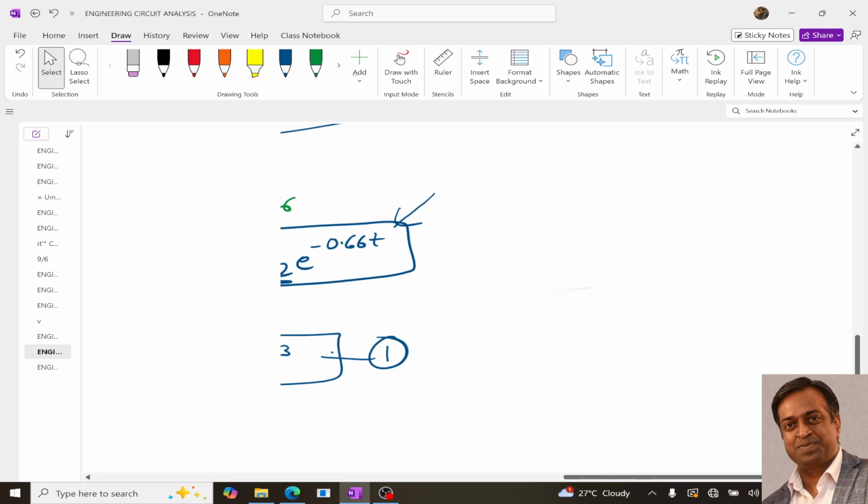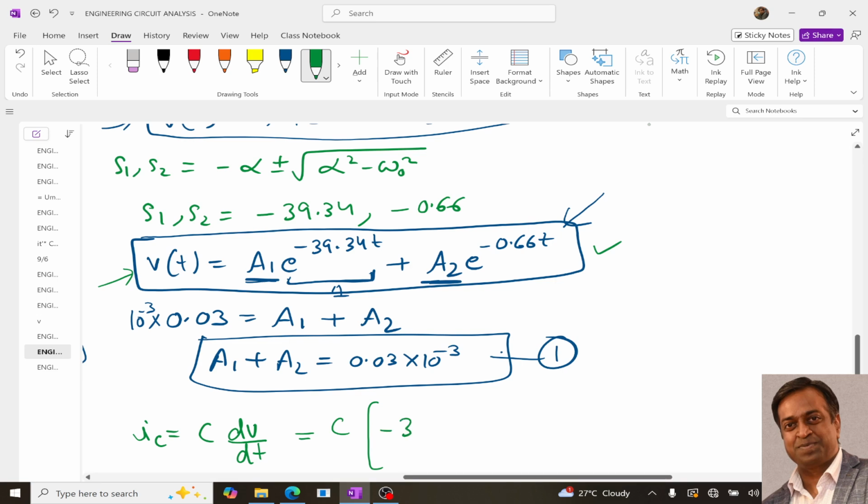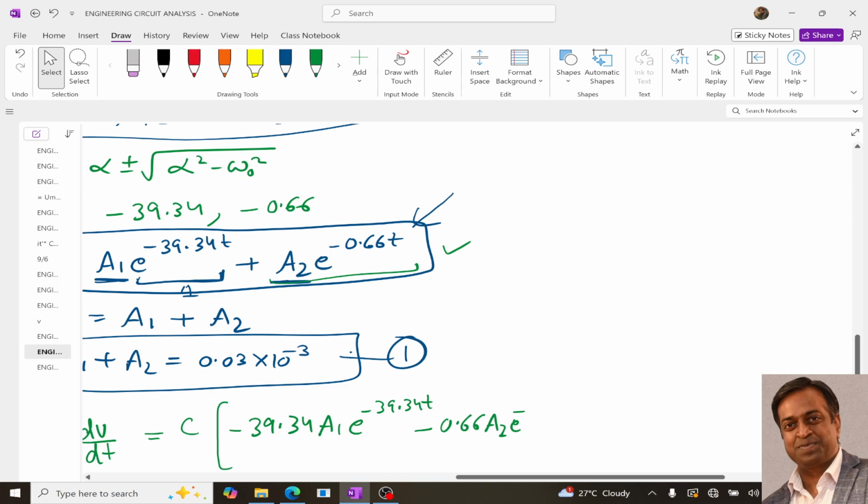Now we know, we got this value, we know that the current through the capacitor is expressed as this, right? So we will differentiate this equation. So we will get minus 39.34 A1 e power minus 39.34 t minus, we will differentiate the second term, it is minus 0.66 A2 e power minus 0.66 t.